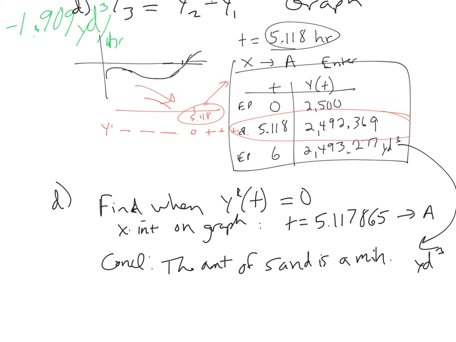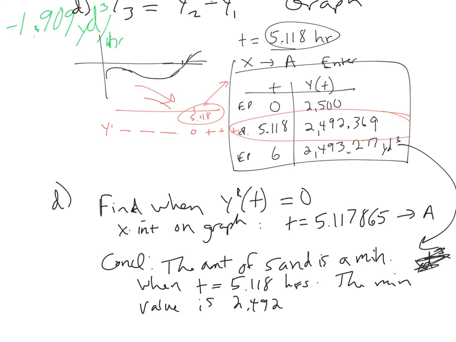The amount of sand is a minimum when t equals 5.118 hours. The minimum value or amount of sand is 2,492.369 cubic yards. I'm not just going to leave it in the table and let them figure it out. I'm going to say, I know what I'm doing. Here's my answer. And I'm going to finish it like that.